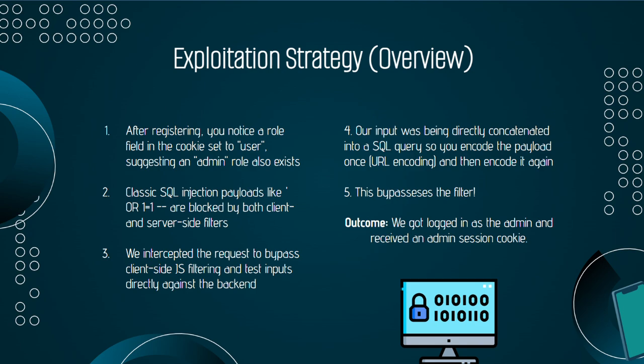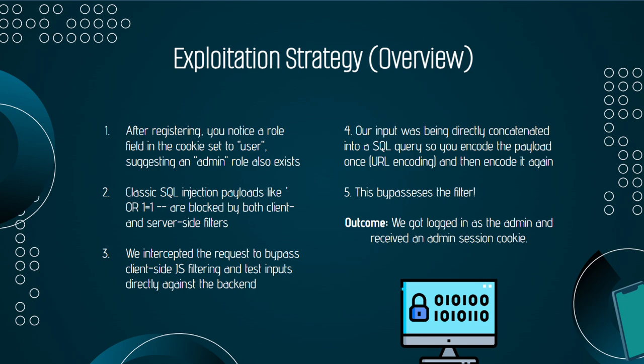All right, so here's how we approached the challenge and discovered the exploit. After registering a basic user account, we noticed something interesting in the session cookie. It had a field called role, and it was set to user. That hinted to us that there might be other roles in the system, like an admin role, and that the application probably uses role-based access control. Naturally, we tried some classic SQL injection payloads like OR 1=1 to test the login, but those didn't work. Both the front end and the back end had filters in place that blocked those kinds of obvious attempts.